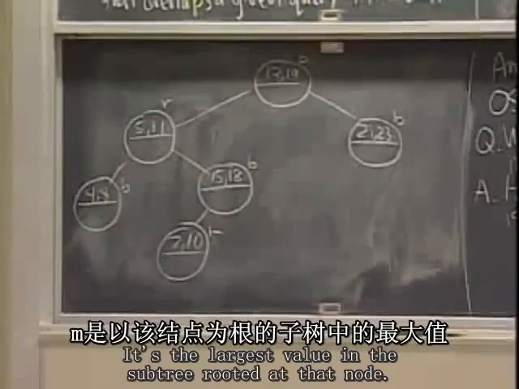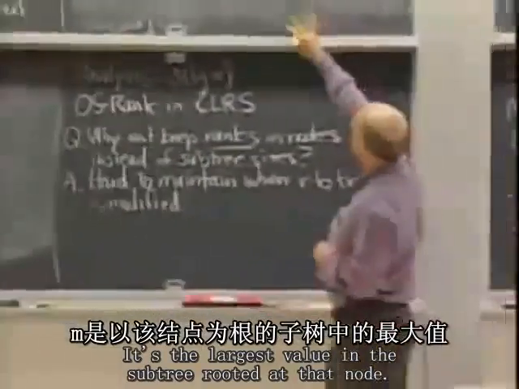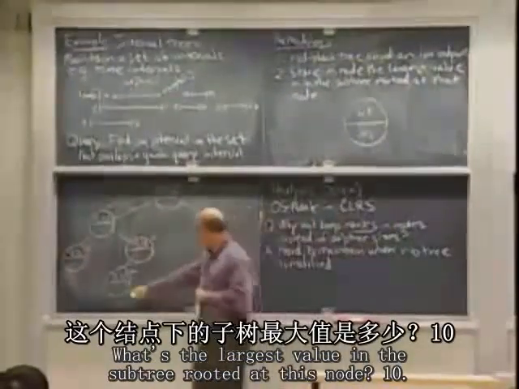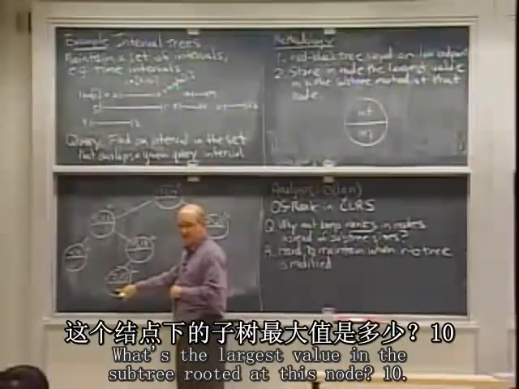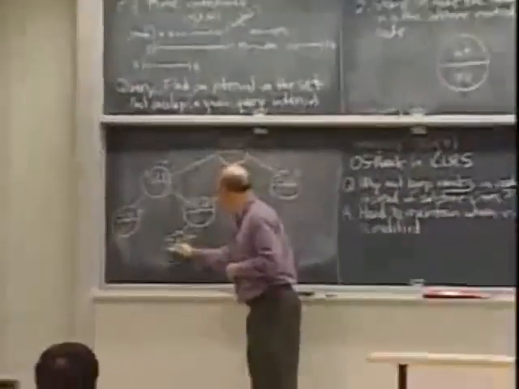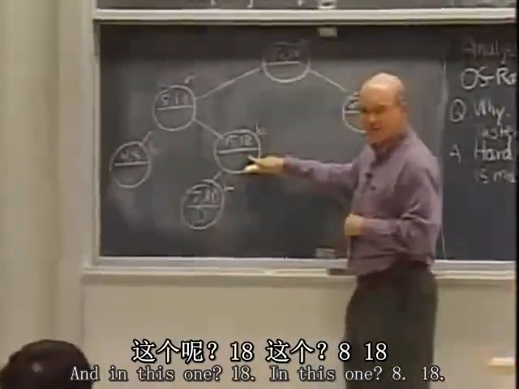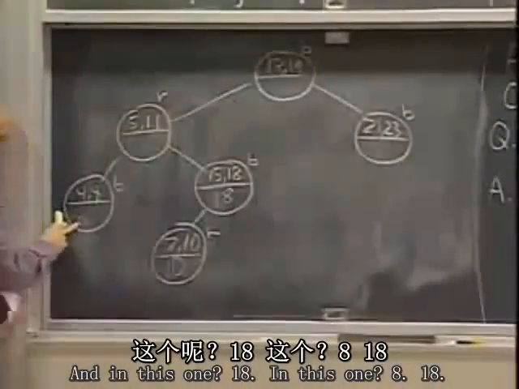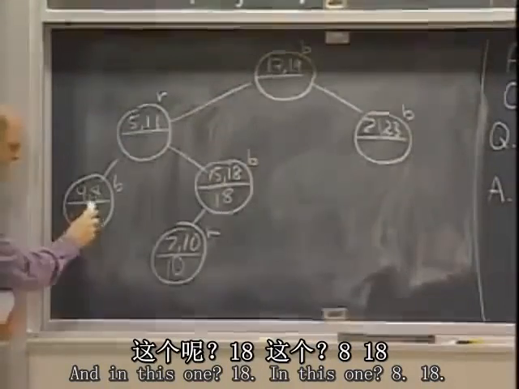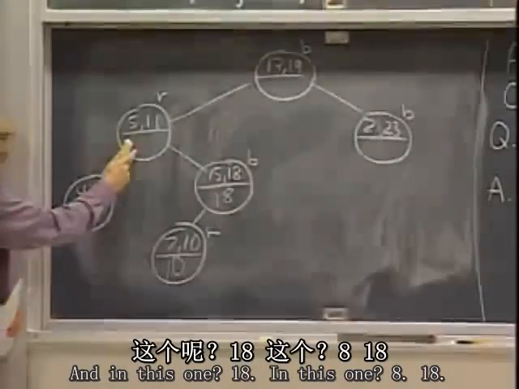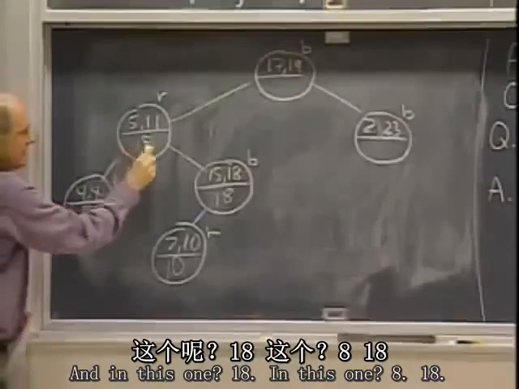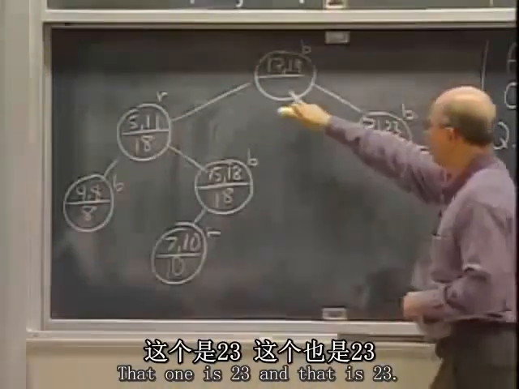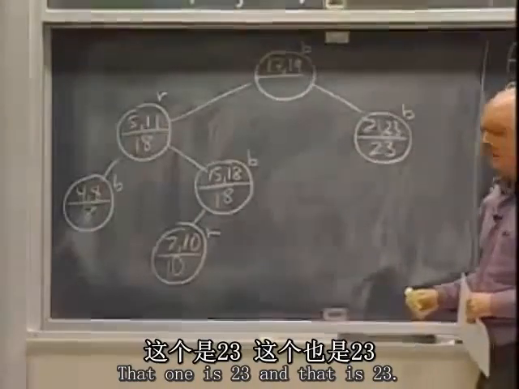It's the largest value in the subtree rooted at that node. So what's the largest value in the subtree rooted at this node? 10. Okay, and in this one? 18. And in this one? 8. 18. Okay, that one's 23. That's 23.